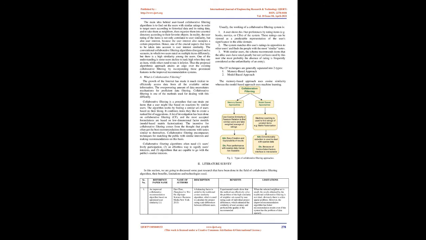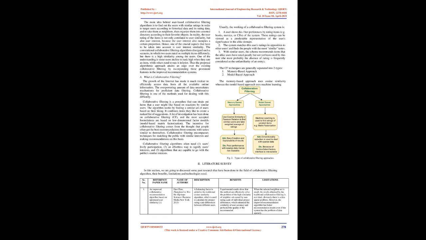What is collaborative filtering? The growth of the Internet has made it much trickier to efficiently access data from all the available online information. The overpowering amount of data necessitates mechanisms for proficient data filtering. Collaborative filtering is one of the methods used for dealing with this difficulty. Collaborative filtering is a procedure that can strain out items that a user might like based on reactions by similar users.